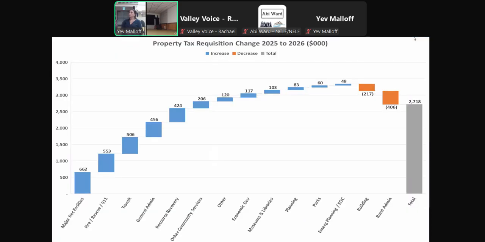So this is a waterfall graph that shows what makes up the taxation change from 25 to 26. So about a $2.7 million increase in taxation. Most came from rec facilities, fire rescue, and transit, as well as general government, which I'll talk about in a bit. And then resource recovery. And we've actually had a few groups where it's come down. So building inspection taxation is down, as well as rural administration.